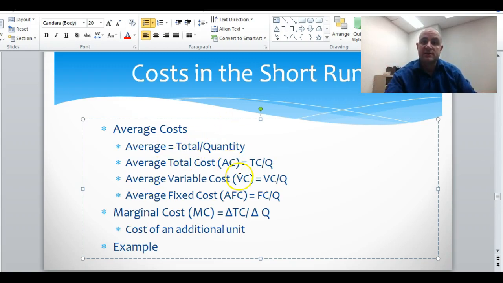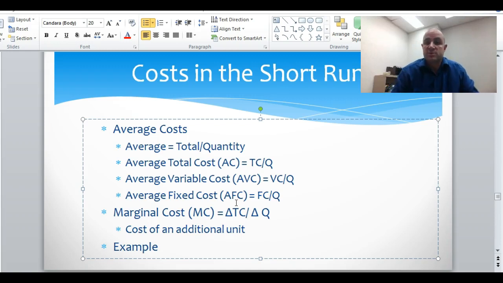Your average variable cost is going to equal your variable cost divided by the quantity. It's going to be AVC. Your average fixed cost is going to equal your total fixed cost divided by the quantity. So again, any of these averages is going to be the total divided by the quantity.